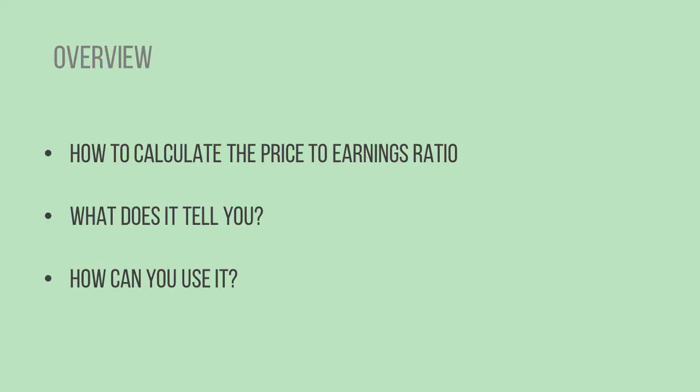Hi, this is the first video of a four-part series on analysing stocks. And in this first video, we're going to be talking about PE ratios. The first thing we'll be discussing is how to calculate the price to earnings, or the PE ratio. The next thing is, what does that tell you about a stock? And the third thing is, how can you, as an investor, use it?